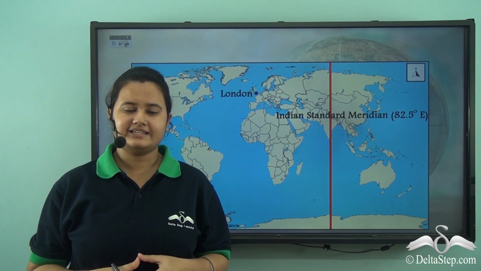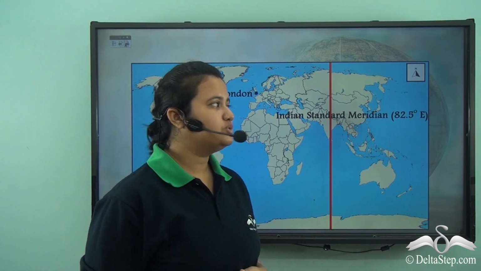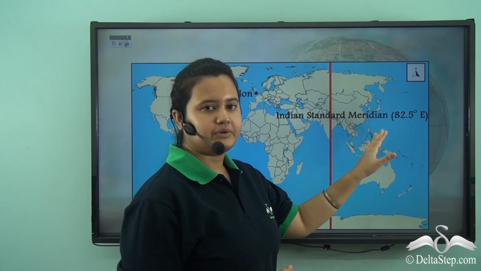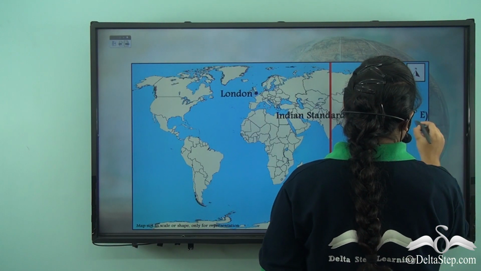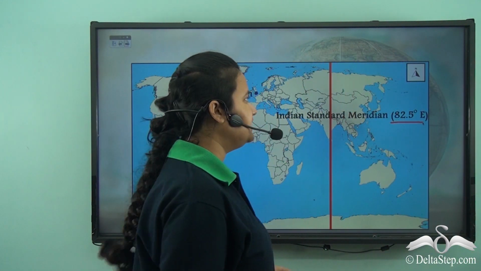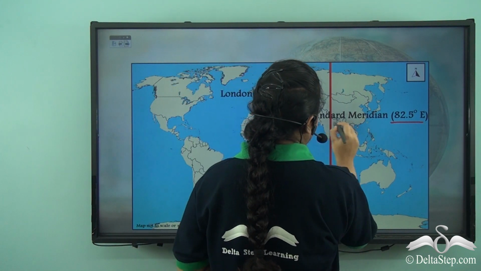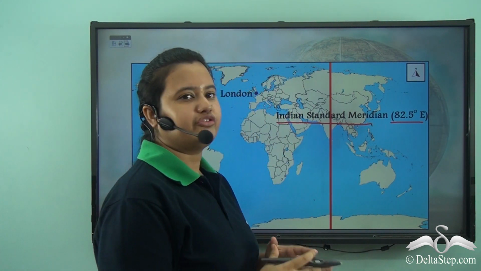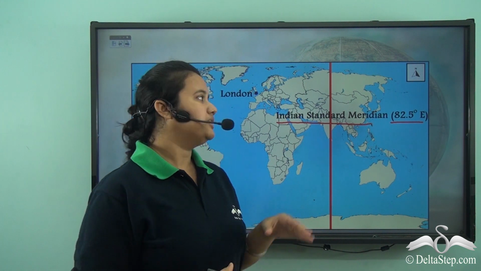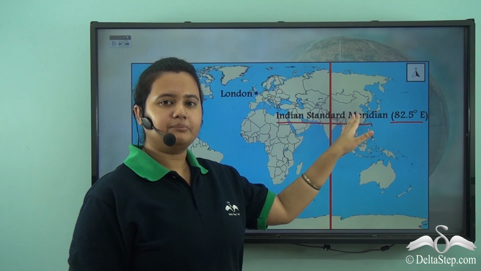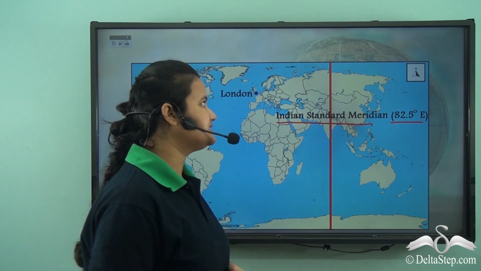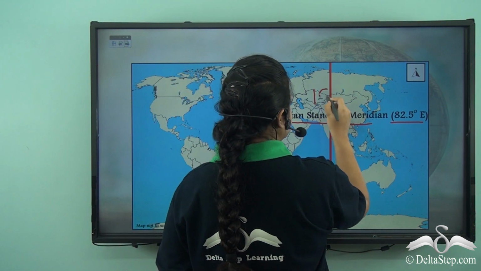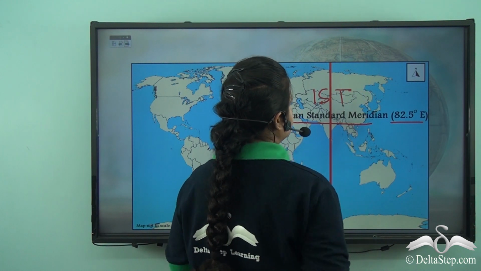In our previous lesson, we discussed the Indian Standard Meridian. 82.5 degree east longitude is the Indian Standard Meridian. The country of India follows time according to this particular meridian, and the time given by this meridian is known as IST or Indian Standard Time.